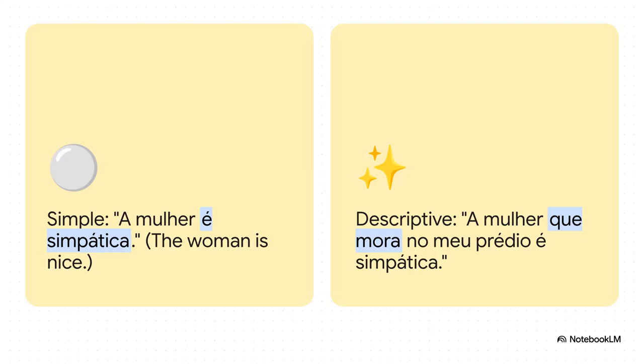Okay, let's just dive right in with an example. On the left, we've got a perfectly fine sentence. The woman is nice. No problem there. But look at the one on the right. The woman who lives in my building is nice. See the difference? It's immediately more specific. Suddenly, you can actually picture the person we're talking about.